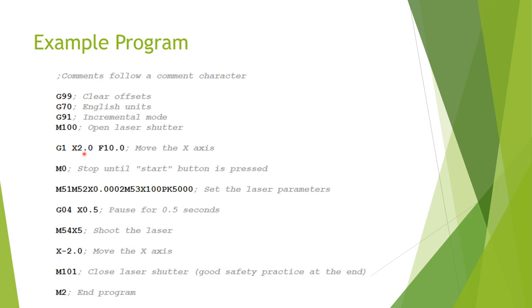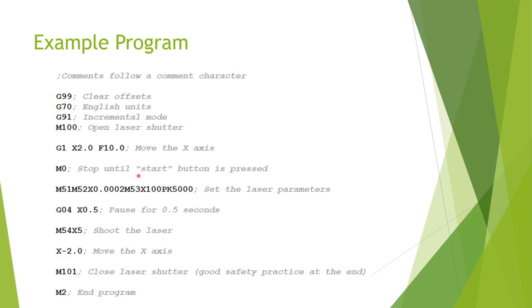And the X2 means that we're going to be moving the x-axis 2 inches in the positive direction. The number following the letter F determines how fast you're going to move, and in this case it will be at 10 inches per minute. The M0 that follows is a stop command. It will stop the program indefinitely until the user presses the start button on the machine control panel.